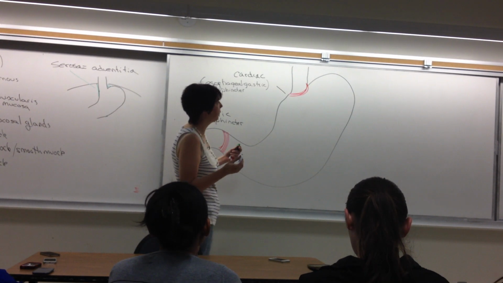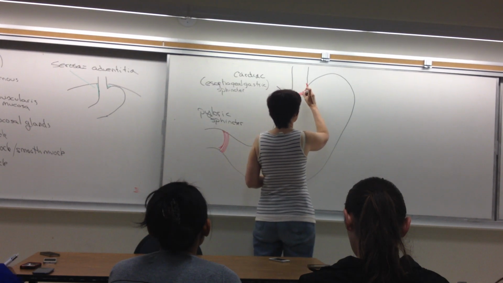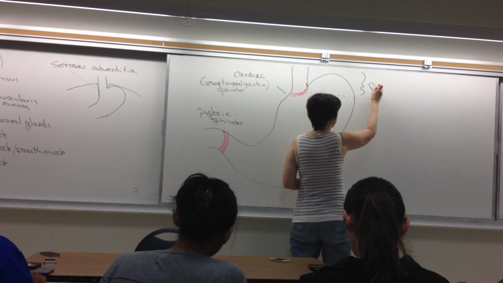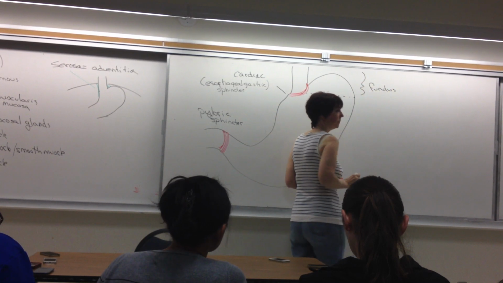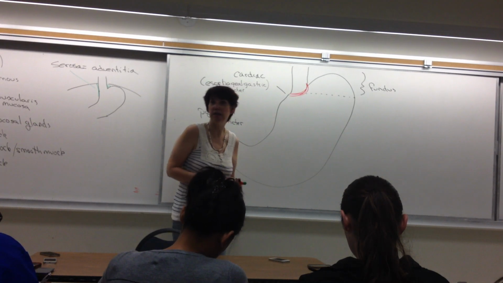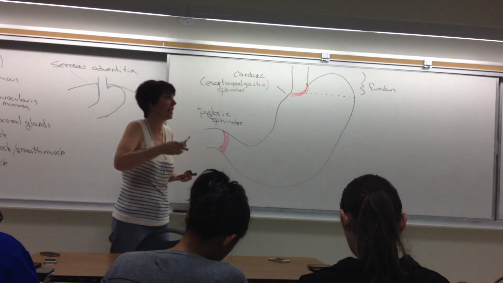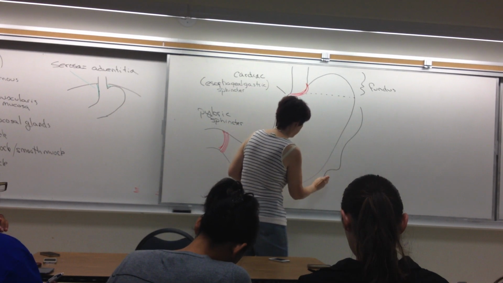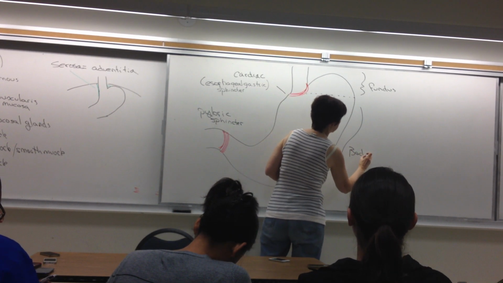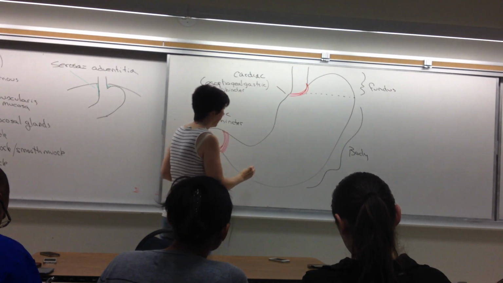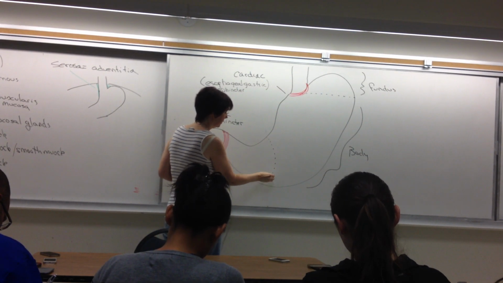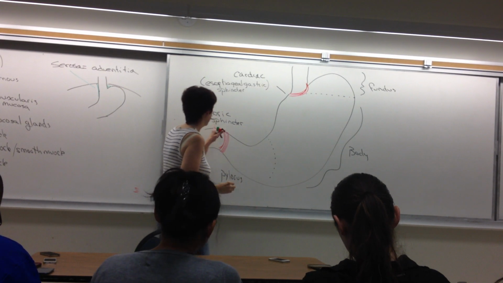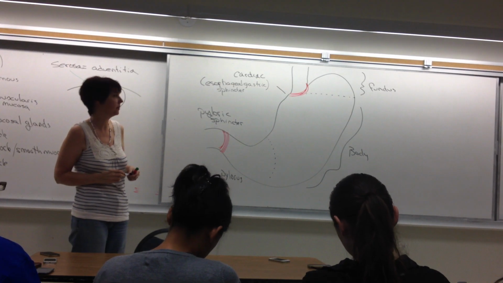All right, looking at the regions of the stomach, if we were to draw a dotted line across here, this area is known as the fundus. In an X-ray, it usually is black because it has air, being the highest portion. This region is known as the body. And where it starts to taper, this area is known as the pylorus. And that's where we get the term pyloric sphincter.